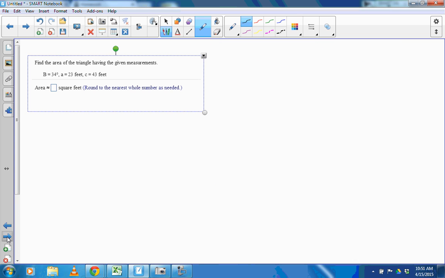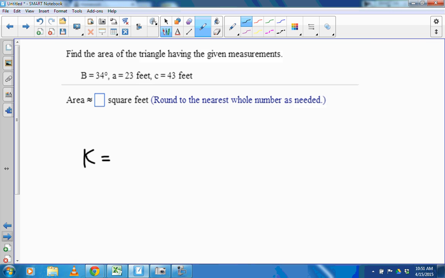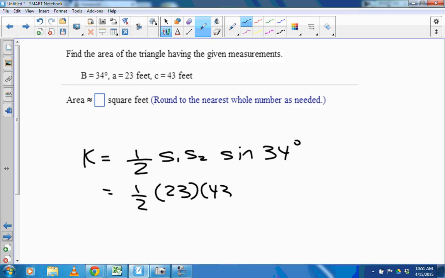All right. This one's, all right, this is a formula you're going to have to know. Y'all check your reference sheet for me to make sure I'm doing the right formula. All right, I think it's 1/2 times side 1 times side 2 times sine of the angle. Is that right? Okay. All right, so you just throw it in the calculator. All right, 1/2 times 23 times 43 times the sine of 34. Okay, really should be sine of the angle, right? Okay, so just throw that in there.